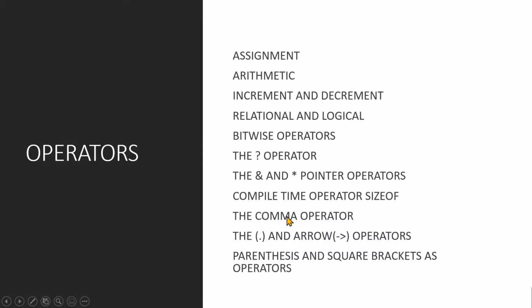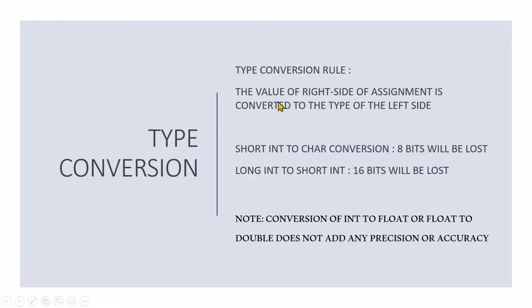Coming now to operators, as you can see, there are many operators, but we're going to discuss only up until bitwise operators. Now coming to the assignment operator, that is our simple equal to sign. But with the assignment operator comes a type conversion rule. The value of the right side of the assignment is converted to the type of the left side. What this means is, for example, if I have a short int type variable and I'm moving that to a char type variable, I will lose 8 bits. Remember, short int is 16 bits, char is 8 bits.